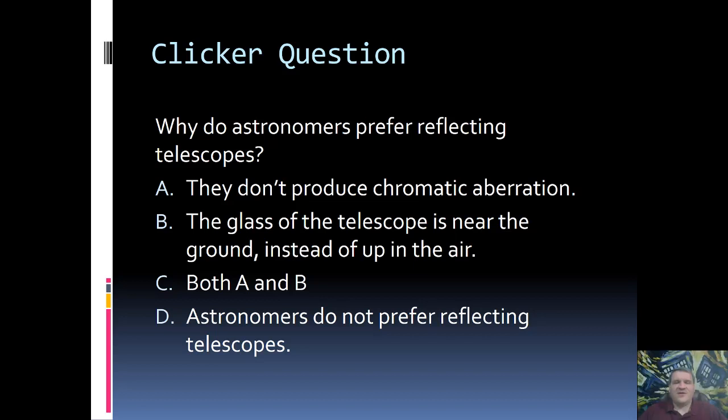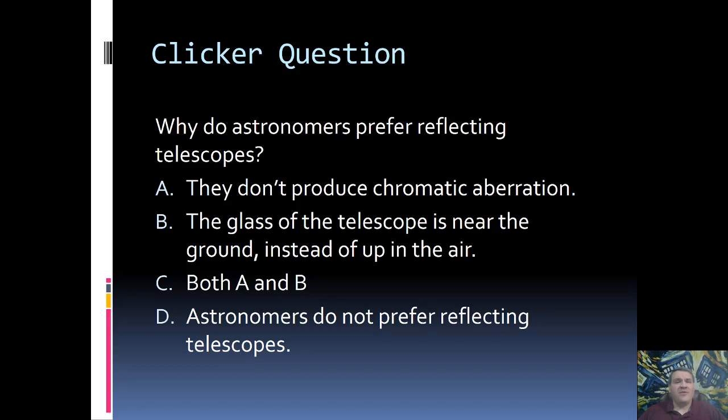All right, so why do astronomers prefer reflecting telescopes? It is C, both A and B. They don't produce chromatic aberration, and the glass is down near the ground, which means we're also able to get larger and larger telescopes. The current largest telescope in the world is somewhere around 10 meters across. The mirror is 10 meters across.